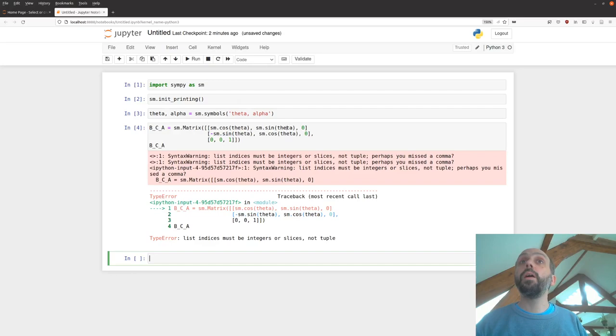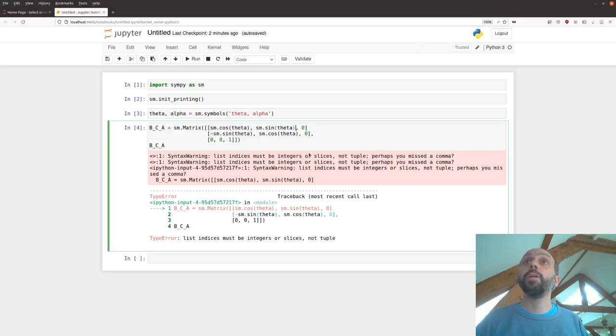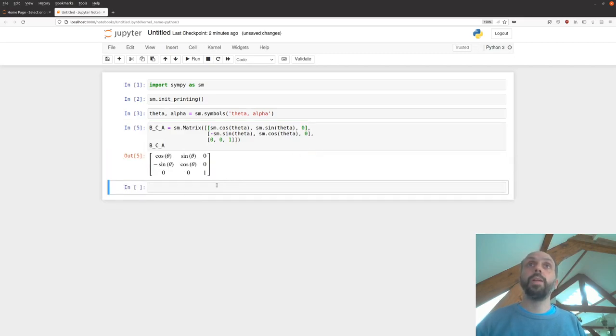And I've got an error: list indices must be integers or slices, not a tuple. What the heck did I do? Yeah, missed a comma. So that's our first direction cosine matrix.